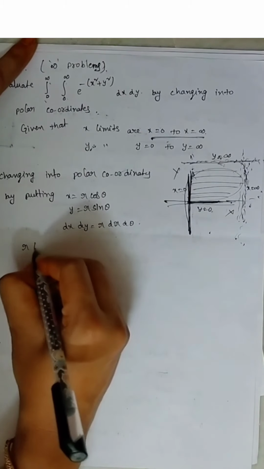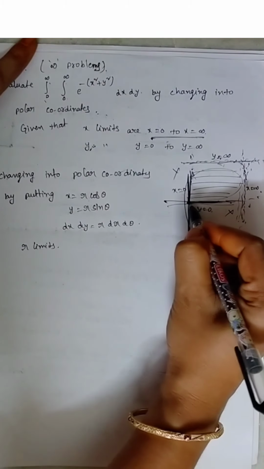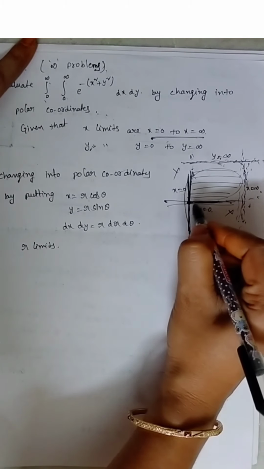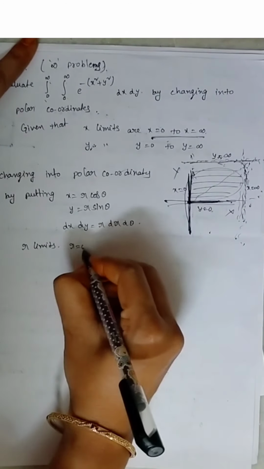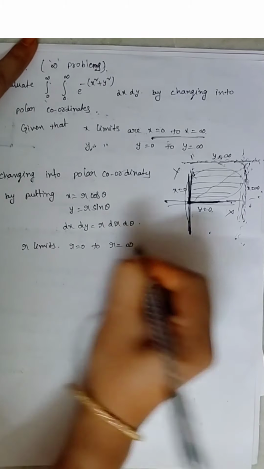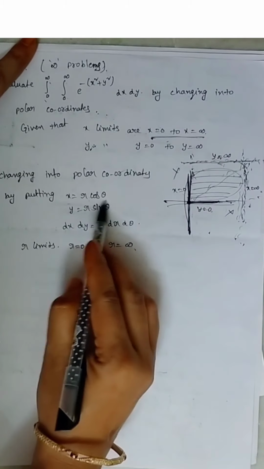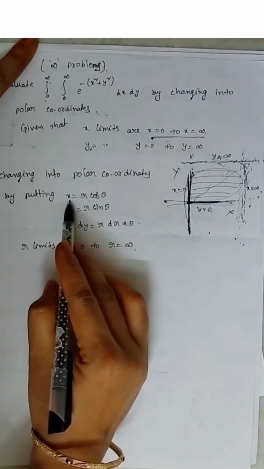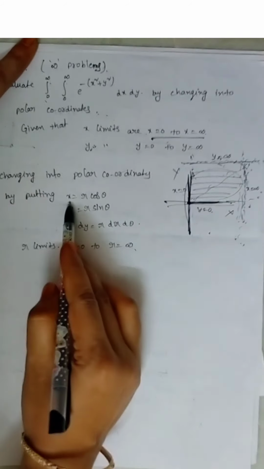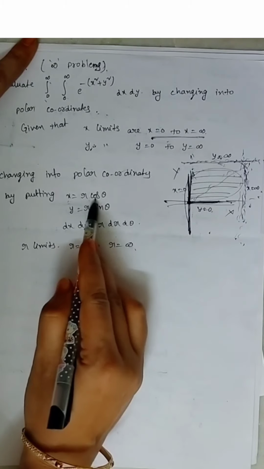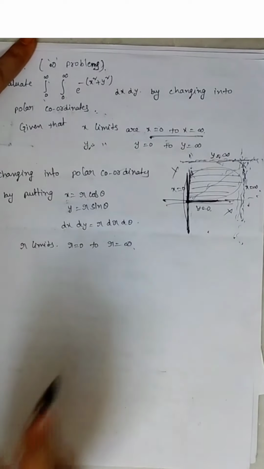So r limits. Centre r equals to radius, r means radius, radius always starts with 0 to infinity. So r equals to 0 to r equals to infinity. If you are not able to understand this, just substitute values here. X is 0, so 0 equals to r cos theta, then r equals to 0. If you substitute x as infinity, infinity equals to r into cos theta, r equals to infinity. So you get r equals to 0 to r equals to infinity.